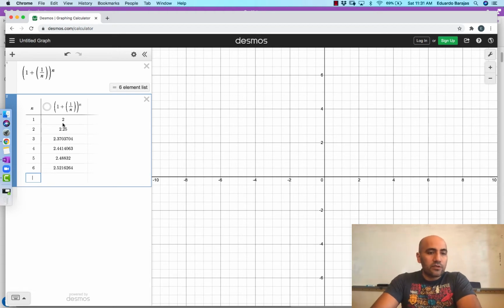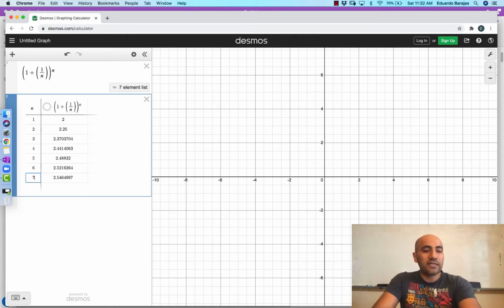Okay, so one thing we want to notice is that the number is always growing, right? So it starts off at 2, then 2.25, then 2.37. It's always growing, but the growth is slowing down. Notice that from 1 to 2, we grew by 0.25. And then from 2 to 3, we only grew by about 0.12. And then from here to here, we only grew by about 0.07. So the change is slowing down. That's one thing to notice, but it's always increasing. Increasing, but the growth is slowing down.